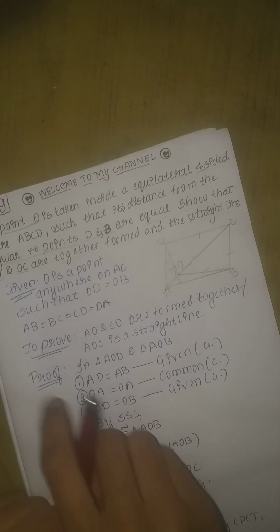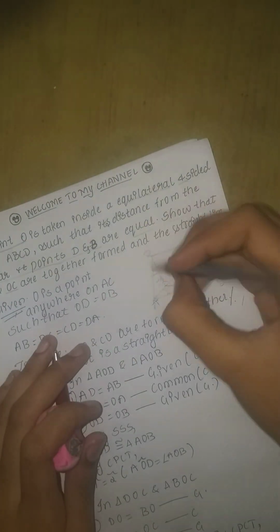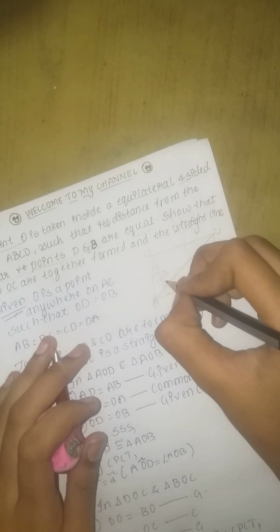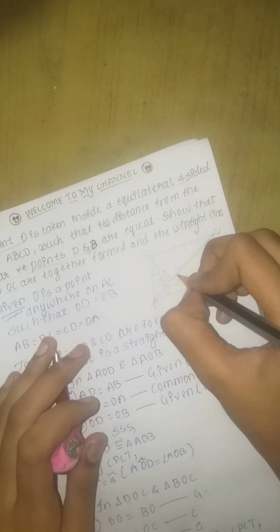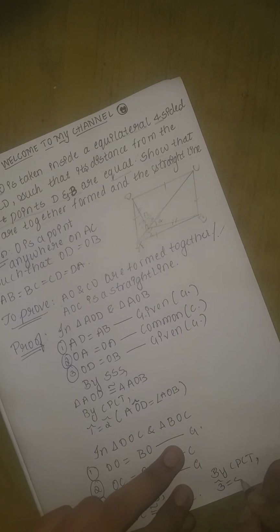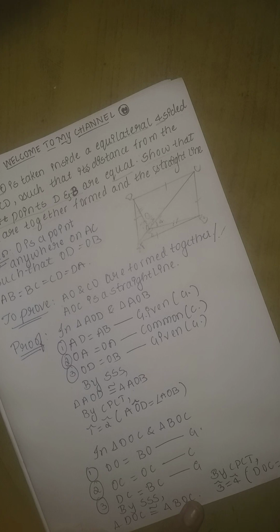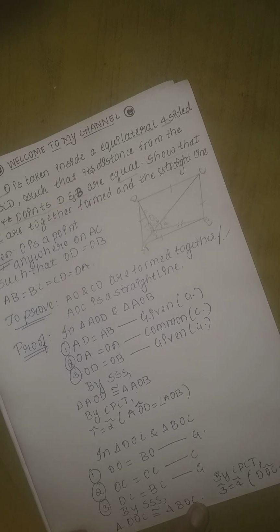By CPCT, we will name this angle. I'll just erase this. Oh, this O is disturbing a lot. This has 3 and this has 4. Okay. So by CPCT, angle 3 equals angle 4, which is angle DOC equals angle BOC. Right, so let me turn the page. So just for convenience, I have redrawn the figure. Okay. So we have angle 1 equals angle 2, angle 3 equals angle 4. Okay. So what to do next?